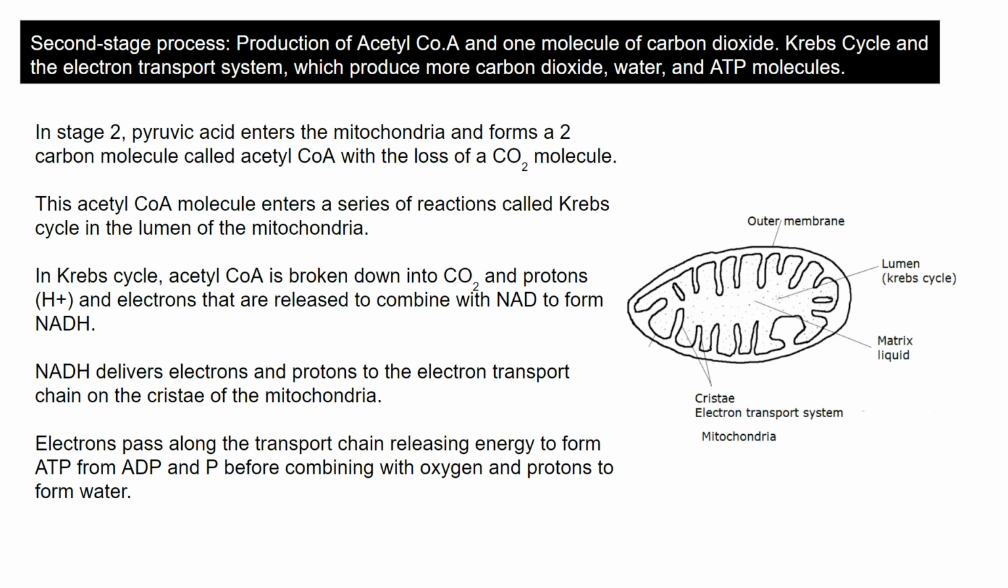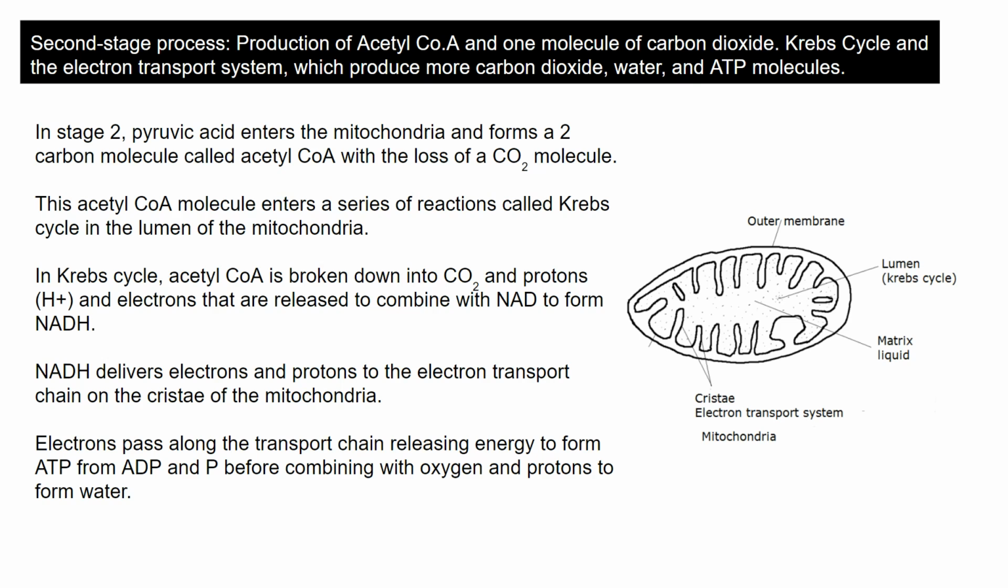During Krebs cycle, the acetyl-CoA is completely broken down. The end products of this breakdown are carbon dioxide, protons, and electrons. The carbon dioxide is released. The protons are picked up by a proton carrier called NAD. So NADH is formed. NADH also picks up the electrons.